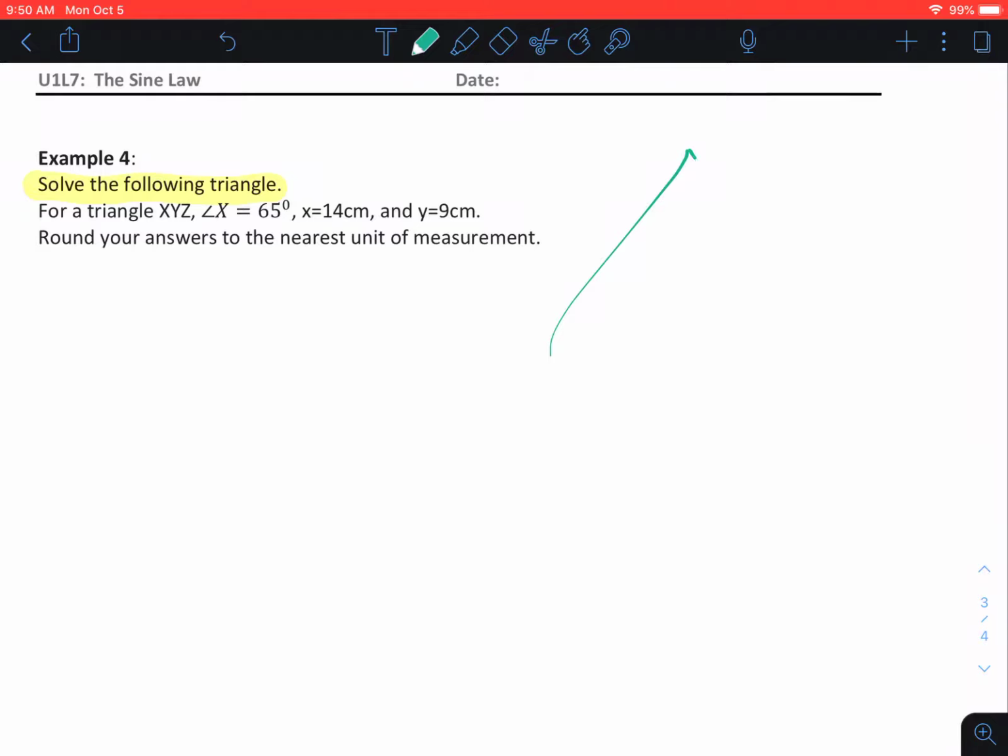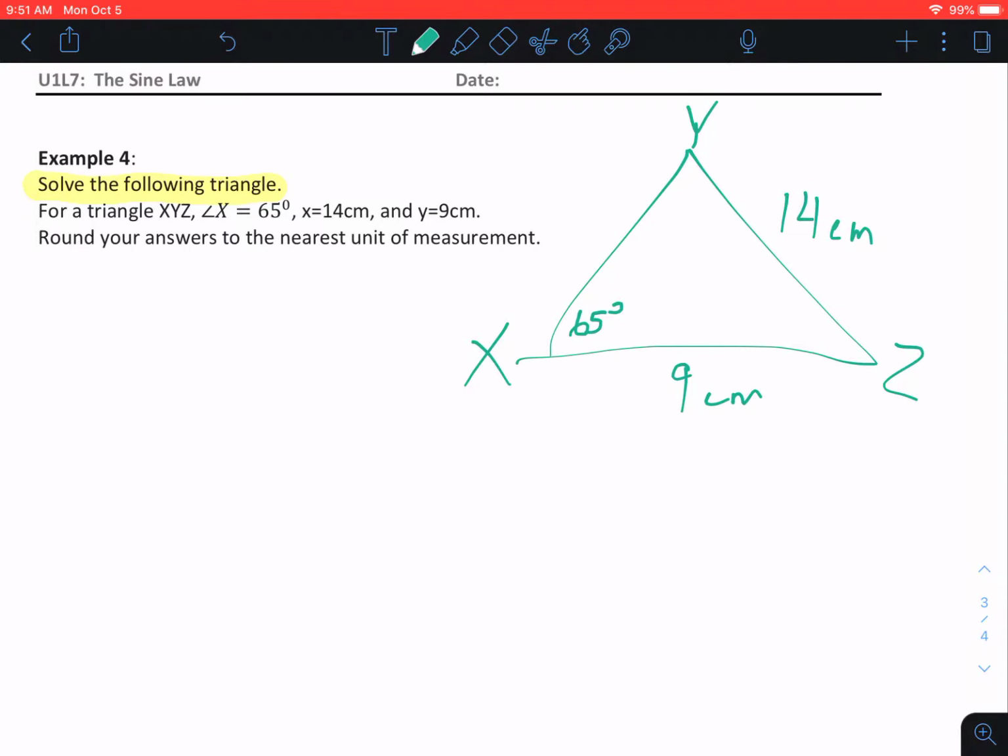We want to draw a diagram just so we have an idea of what we're dealing with. I'm going to label this XYZ. Angle X is 65 degrees. Side X is 14 centimeters. Side Y is 9 centimeters. Just remember that side X is opposite angle X, and side Y is opposite angle Y.